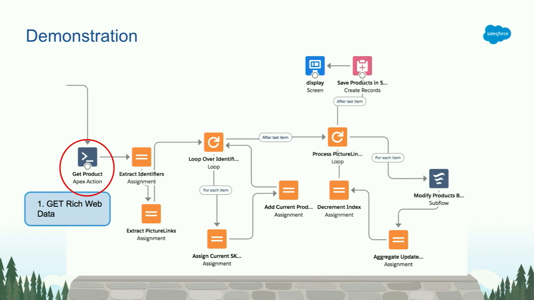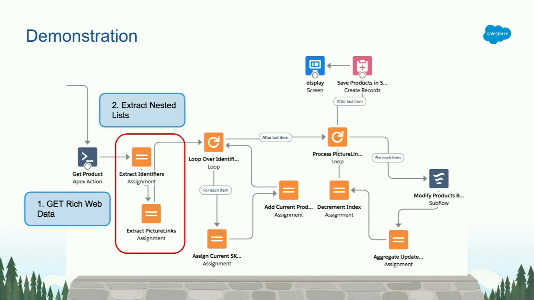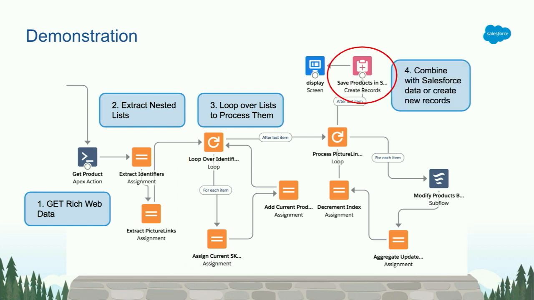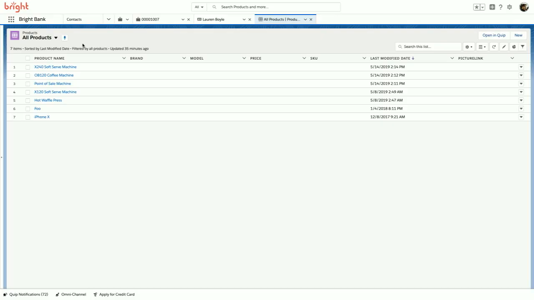But instead of writing code at this point, we're going to use flow. We're going to extract some of the pieces of information that are nested inside that rich web data. And then we're going to use some loops inside of flow to process all of that information and turn it into 3 product records that we're going to finish up by saving so that we have them persistently saved in Salesforce.